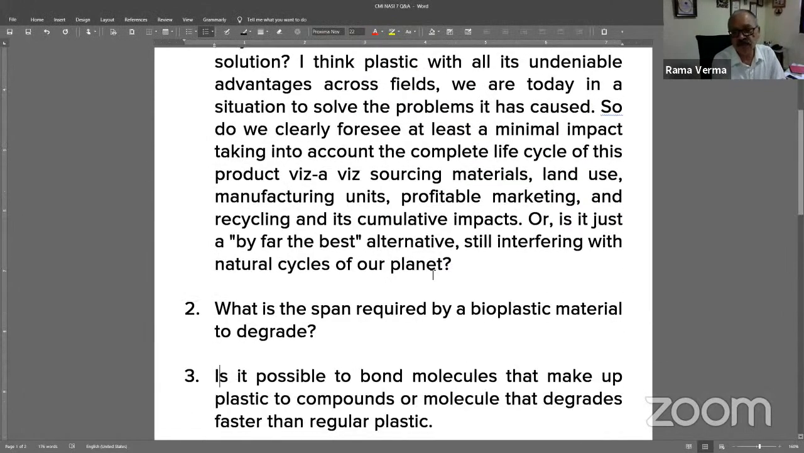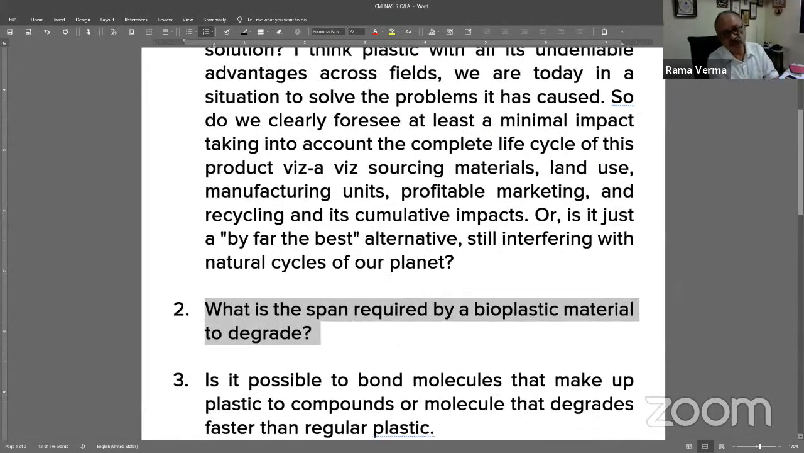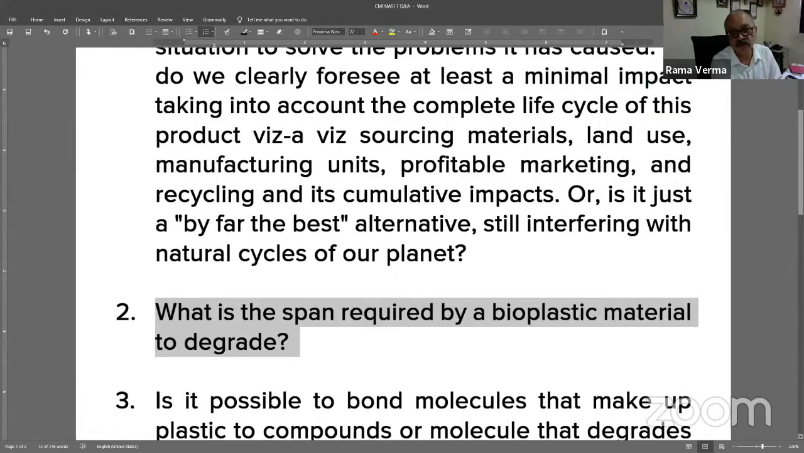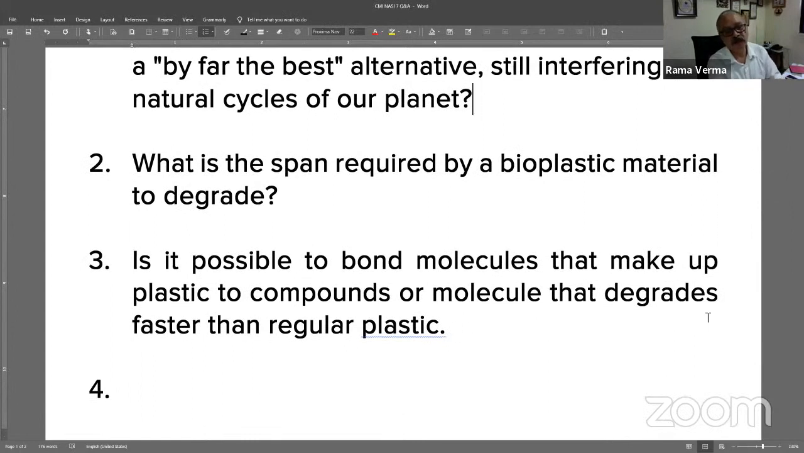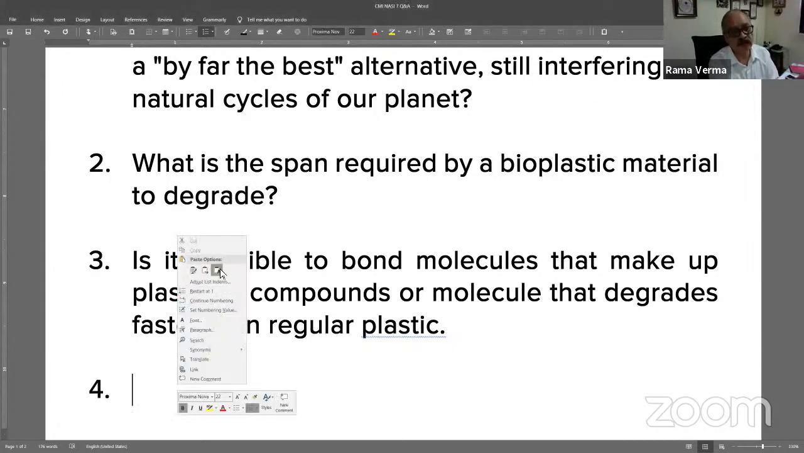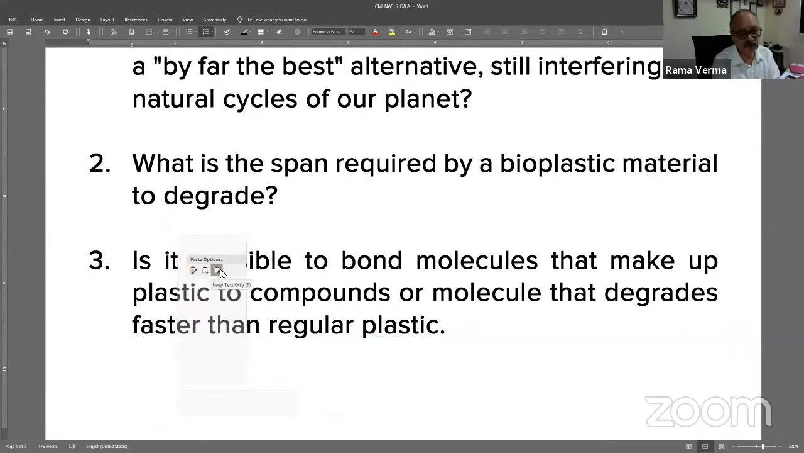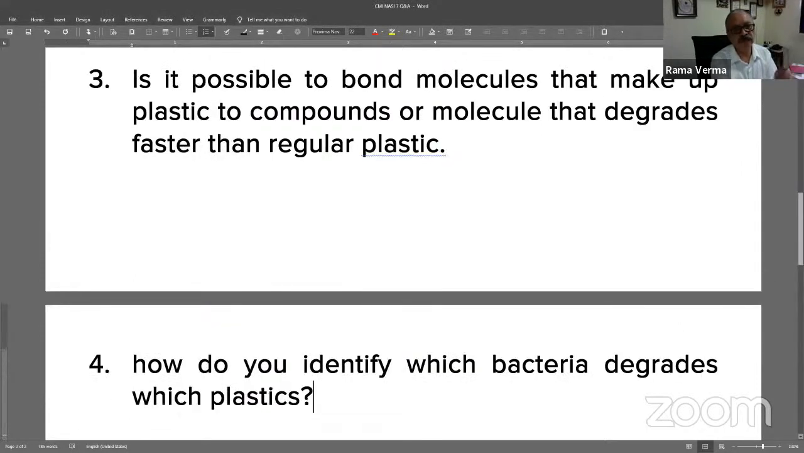So what is the span required for biomass to degrade? As I told you, approximately 8 to 10 years minimum is required for bioplastic. Because you have to throw it in areas where a lot of bacteria is available, or you can cultivate bacteria and throw it in. Yeast should be available, enough sunlight is needed to degrade them, and also an uninhabited area. The gases emitted during the degradation should not affect the population in that area.